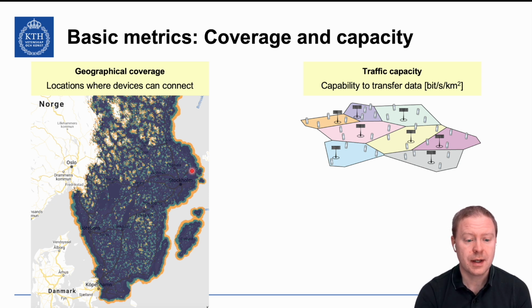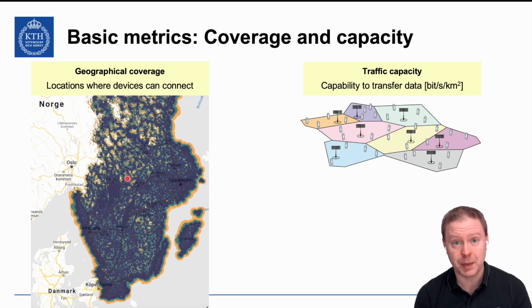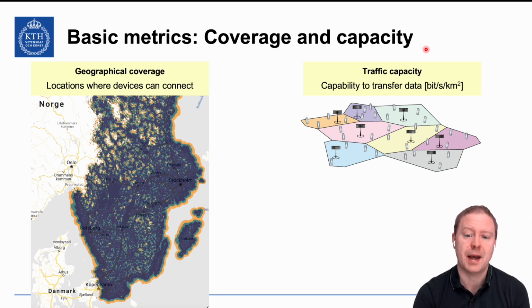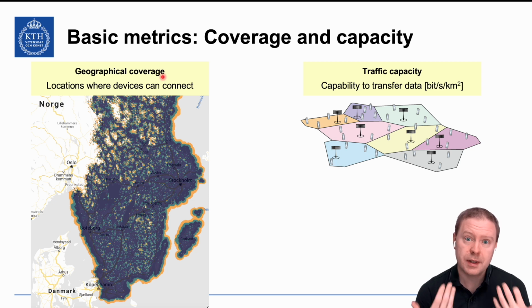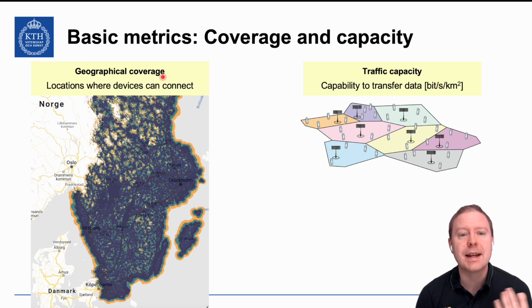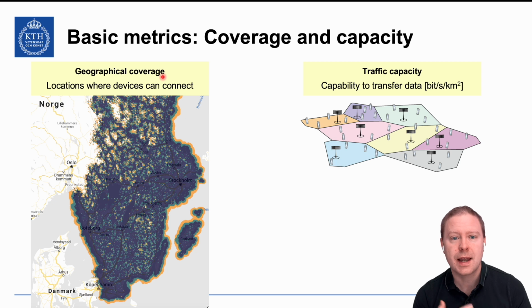And you can see that in most parts of the country here, there is the deep blue, but there are some places where there are weaker signals or worse coverage. So those are places where you might not be able to connect very well. The other thing is the capacity. So what is the capacity? Well, that is the capability of transferring data. Just being covered just means that the device can hear a base station and can send some rudimentary signals back and forth to each other.